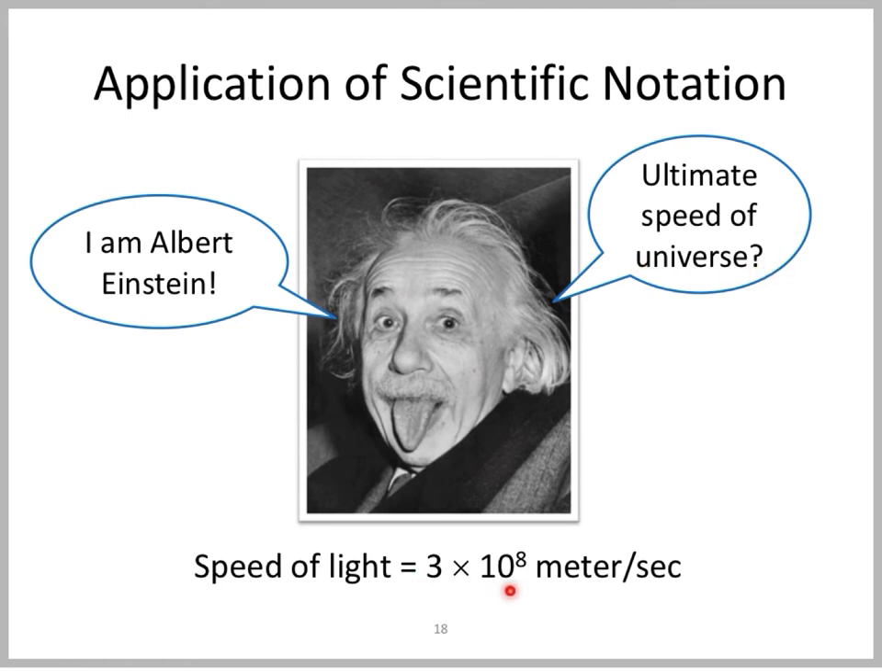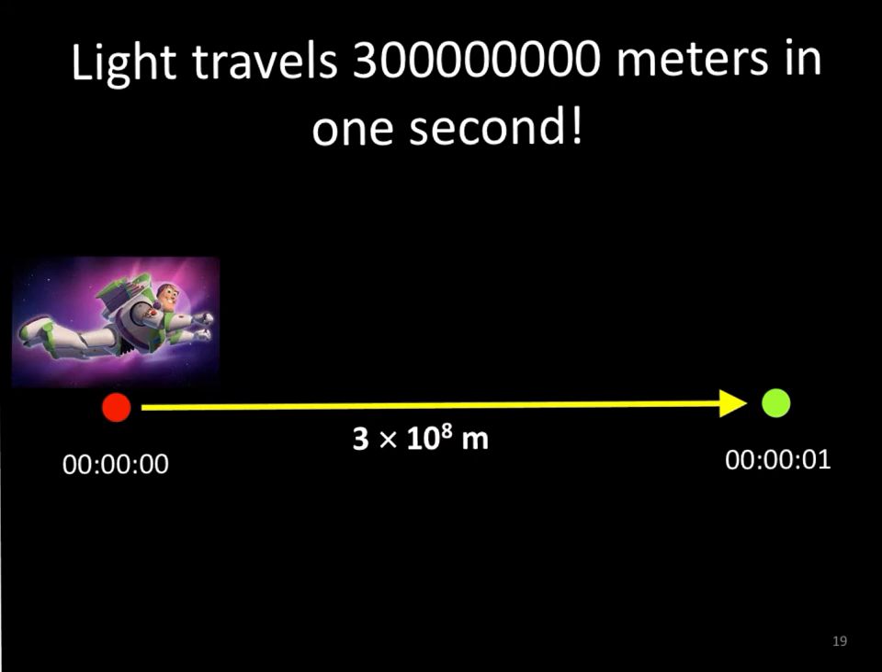So this number is a very large number, 3 × 10⁸ meters per second. So let's explain this in terms of a diagram. Suppose a light, and we know that light travels 3,000,000,000 meters in 1 second. How can we understand this? It is a very high speed.